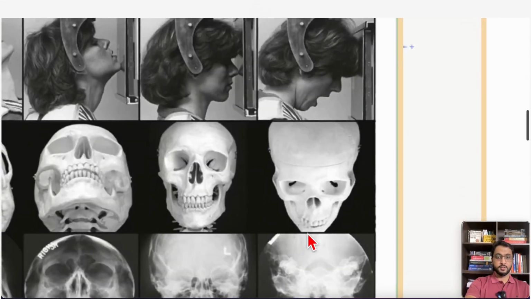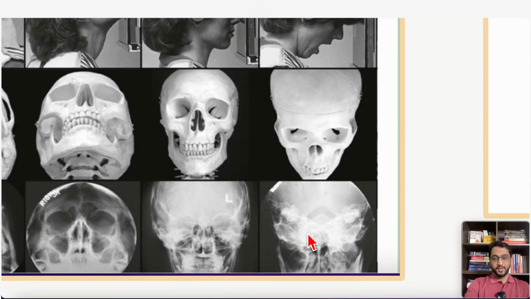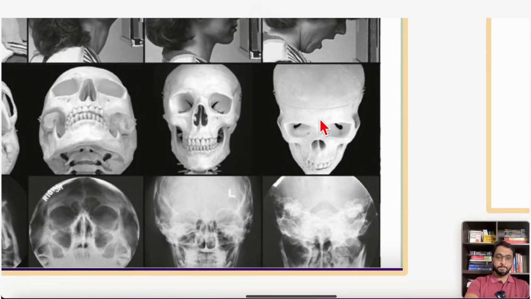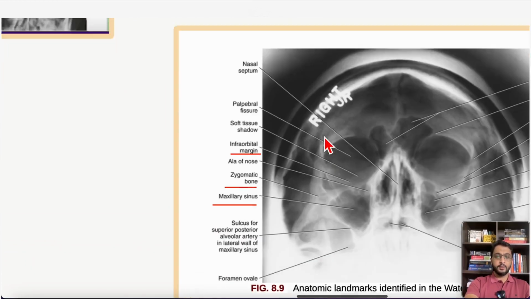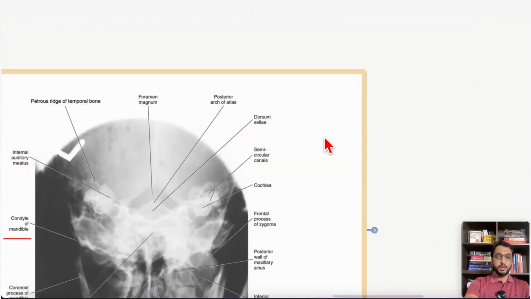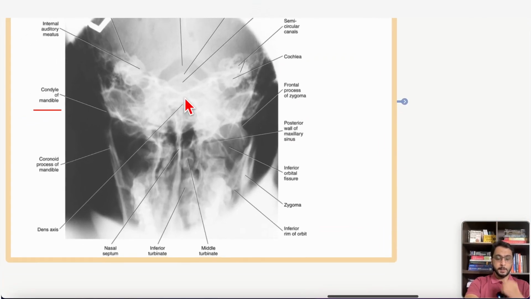It's your reverse Towne's. Now just imagine someone is watching some video, and all of a sudden, shock, mouth open. So this is how it looks, looking down, and this is how you get the image. As I've told you, the major view is for the condyle.